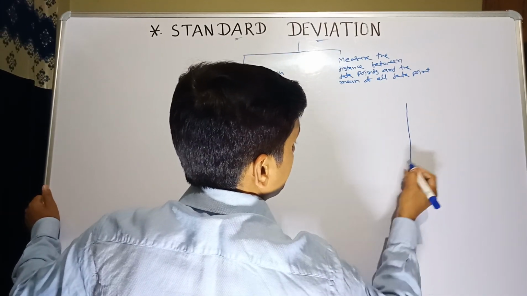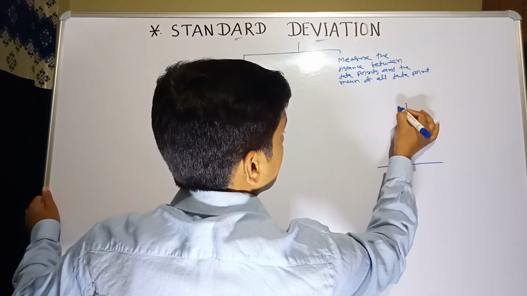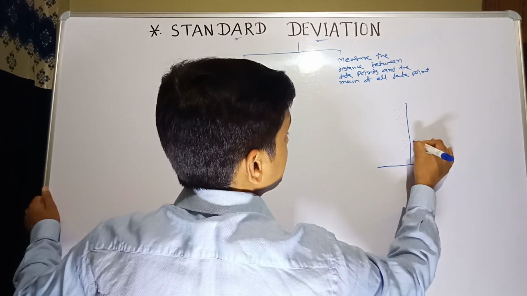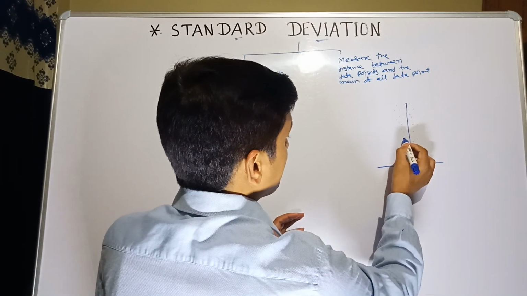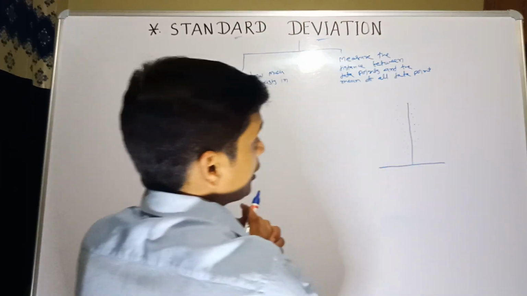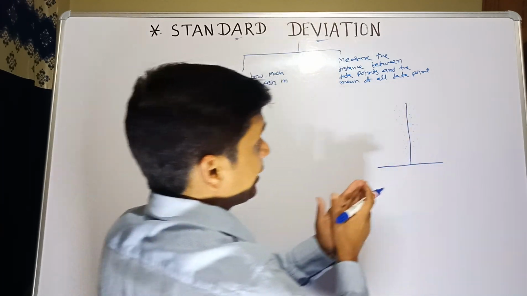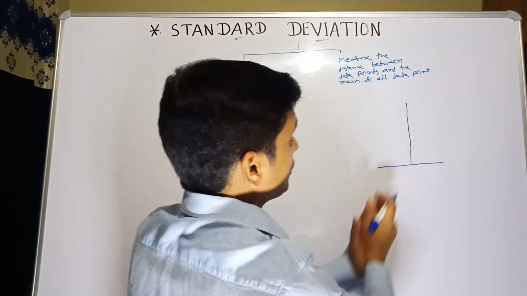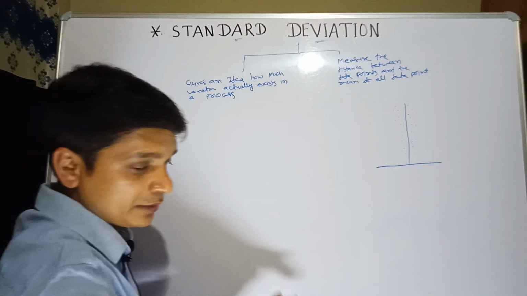maybe this is a process where this is your mean value and data is shifted to this location, this location, and this location. So on the basis of standard deviation, we have to measure the distance between all the data points and the mean value. If your standard deviation is more, that means your data is spread away from this mean value. And if your standard deviation is less, that means all these data points will be close to the mean value. This is the basic idea of standard deviation.